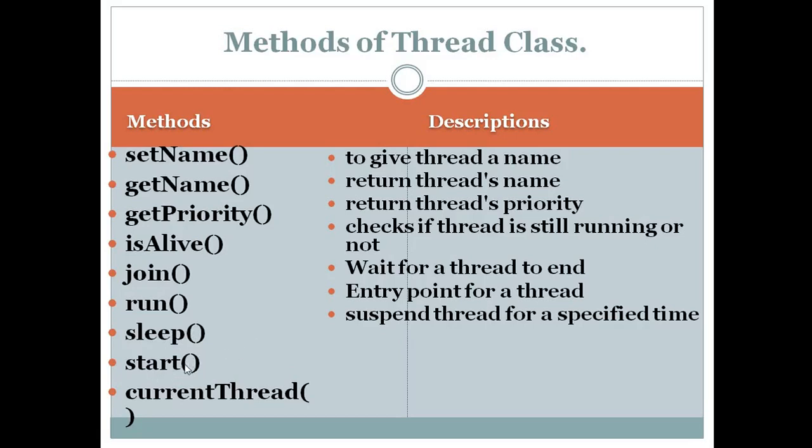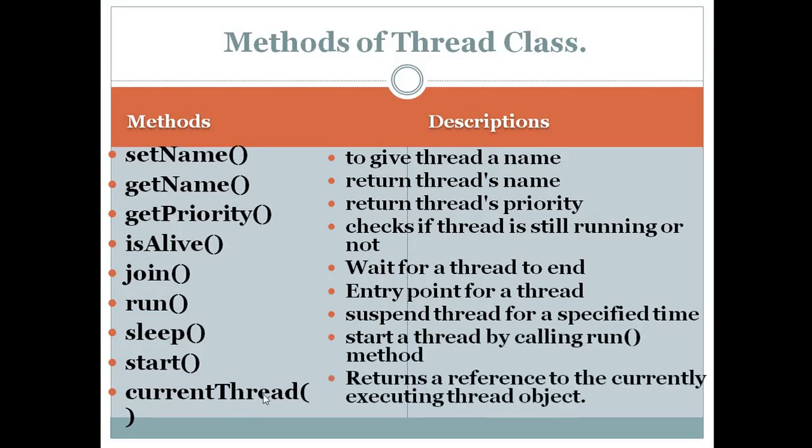Start, we can also start the thread. When we call the start method, the run method will be executed automatically. Start a thread by calling the run method. currentThread returns a reference to the currently executing thread object.